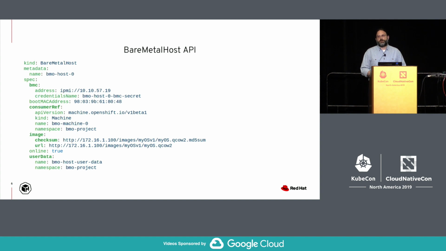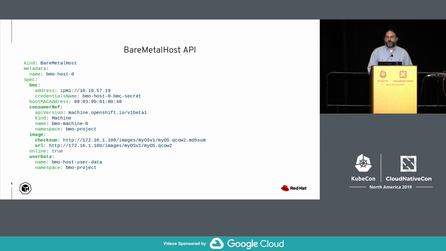The consumer ref field is used to keep track of which hosts are actually being consumed by some other system. So in this case, it's been allocated to a machine, so it's going to be provisioned, or it has been provisioned as a worker node in this cluster. If you were using the lower level API yourself to provision other things, you could put some other reference in there just to sort of keep it as a placeholder to indicate that that host is being used.